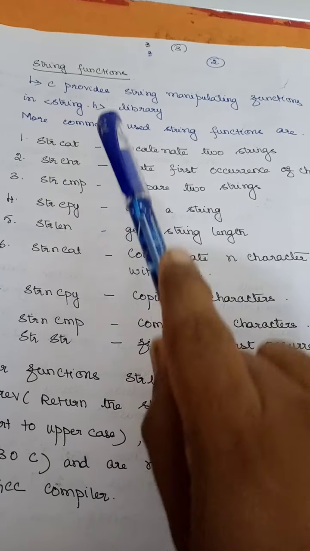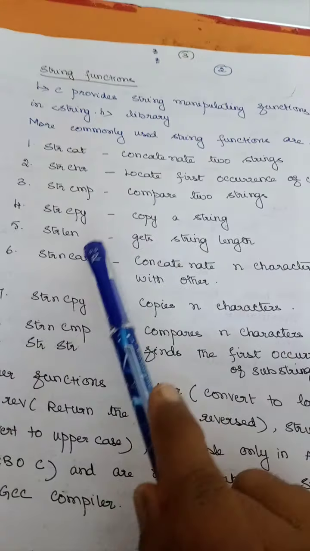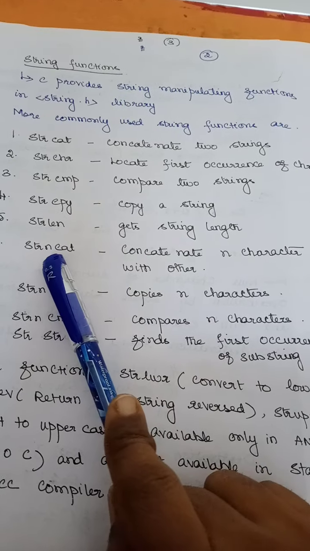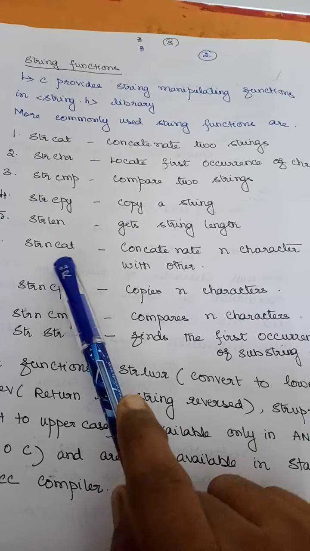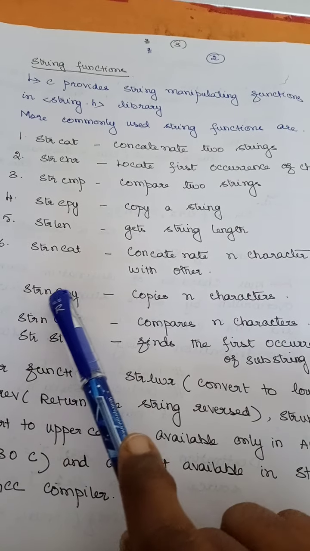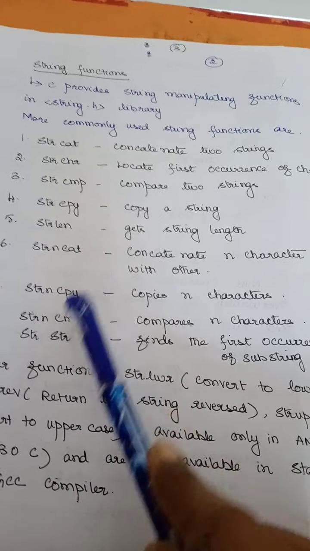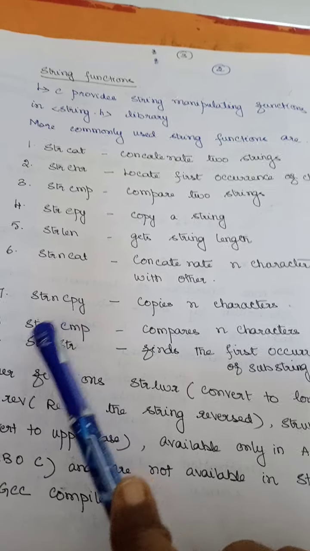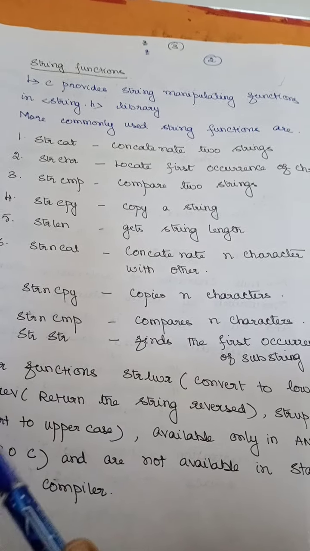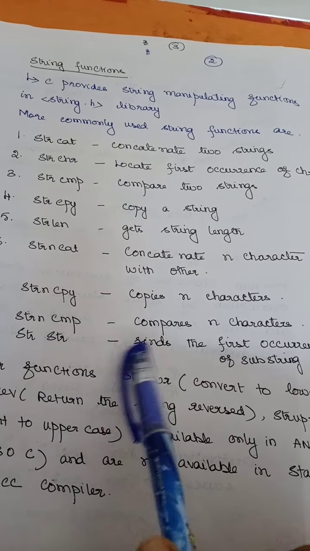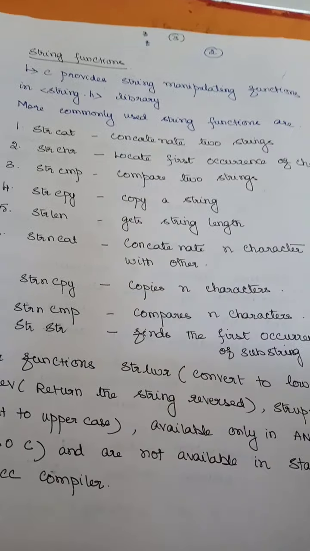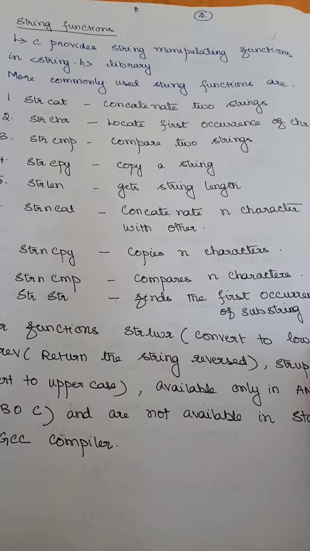also does the same function as strcat, but here I can specify the number of characters I need to concatenate. And strncpy, again here I can specify the number of characters to copy. And strncmp, again it compares n characters. And strstr, here again it finds the first occurrence of a substring, right?